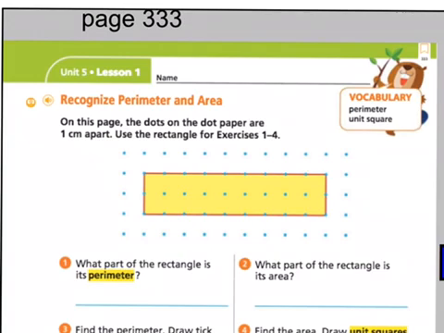And so the I can statement for today is I can recognize and find perimeter and area. And our first question, well, let's take a look at the top of this page. The vocabulary is perimeter and unit square. On this page, the dots on the dot paper are 1 centimeter apart, and we're going to use this triangle to answer questions 1 through 4.